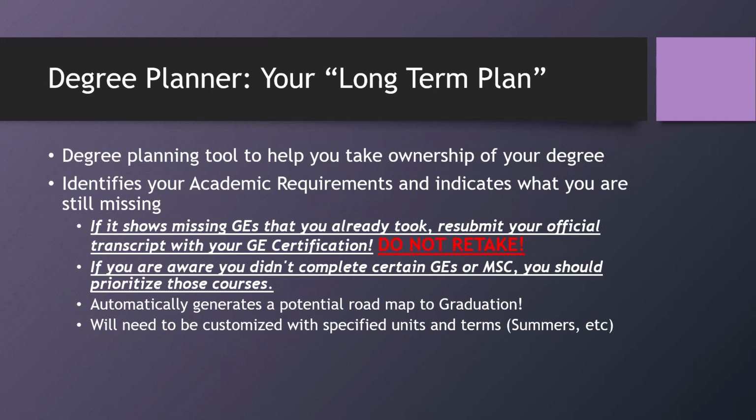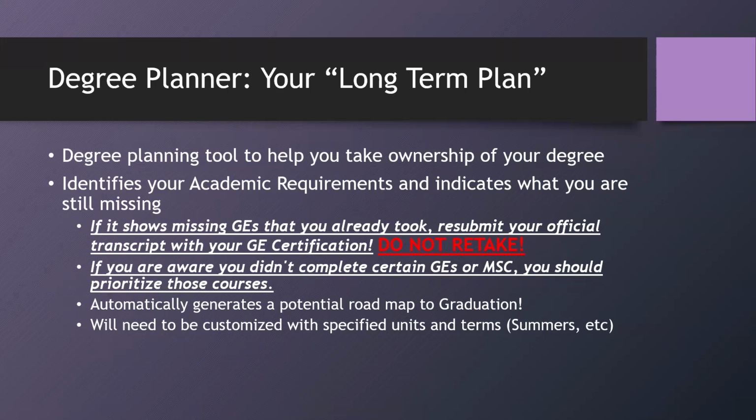If it shows that you are missing GEs that you think you already took, you might need to resubmit your official transcripts or try to get a GE certification. If you see missing GEs, don't just automatically retake them. We don't want you taking courses you've taken already. Maybe admissions just needs more time to evaluate your transcripts, but you do want to try to get a GE certification. GE certification will cover your GE blocks, and it should cover blocks A through F.